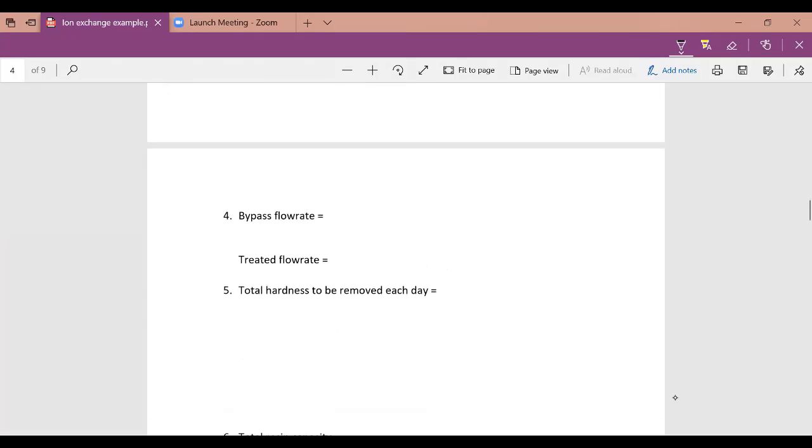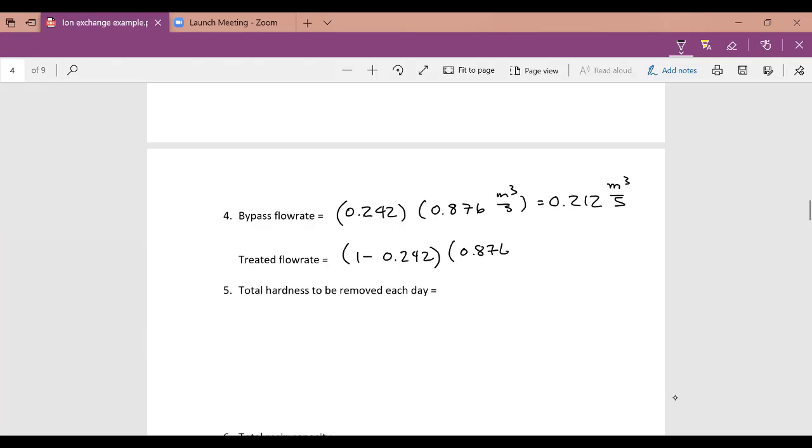So the bypass flow rate is 0.242 times the total flow rate, and that is 0.212 meters cubed per second. And the treated flow rate is 1 minus 0.242 times my total flow rate, and that equals 0.664 meters cubed per second. So this is what I'm treating through the column. This is what I'm bypassing around the column.